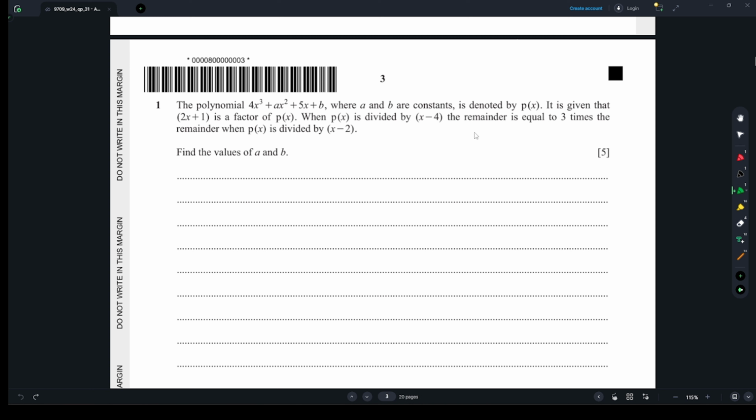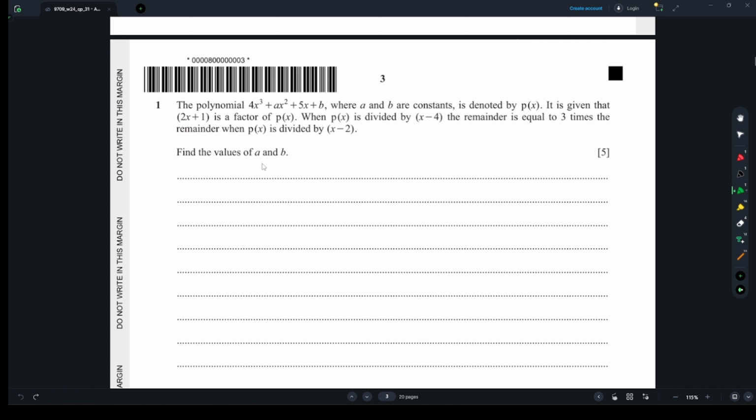Now here you have to find a and b. We have two unknown constants, so in that case we may need two equations. In general, we may need at least two equations to solve. So we will have a simultaneous equation, and by solving that, you can find those two constants.